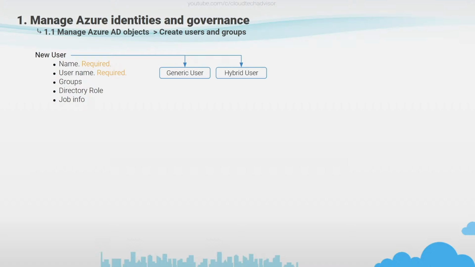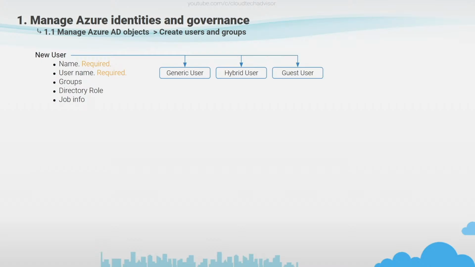A hybrid account or directory synchronized identities. These users exist in an on-premise Active Directory. A synchronization activity that occurs via Azure AD Connect brings these users into Azure, but I need to mention that their source is Windows Server Active Directory.